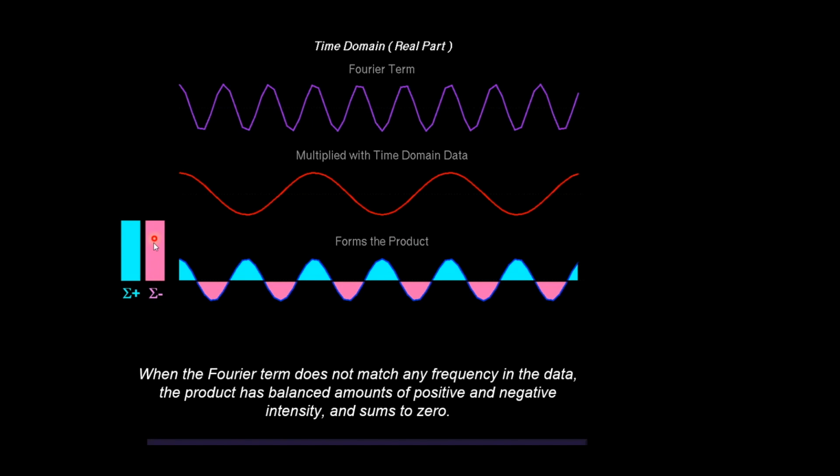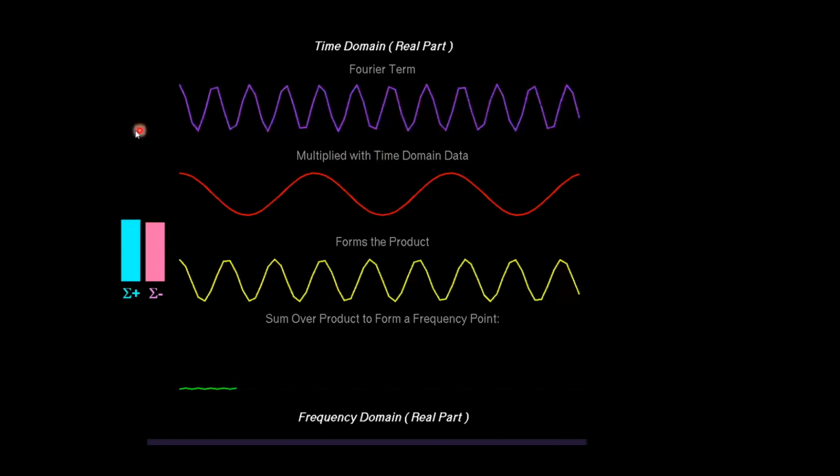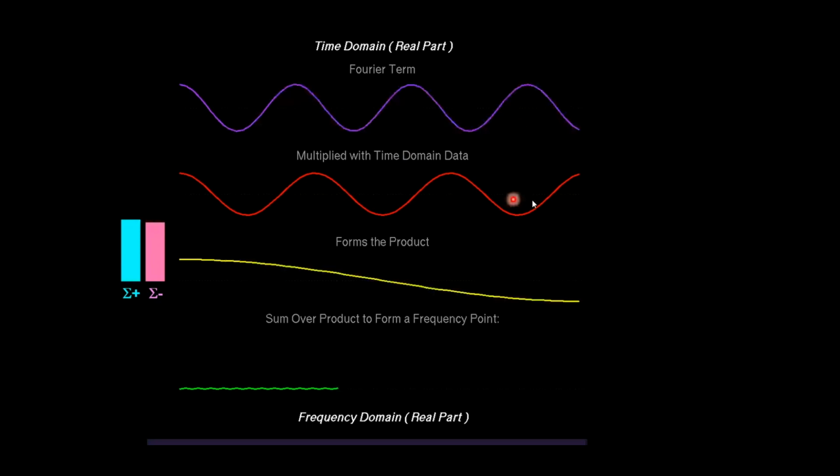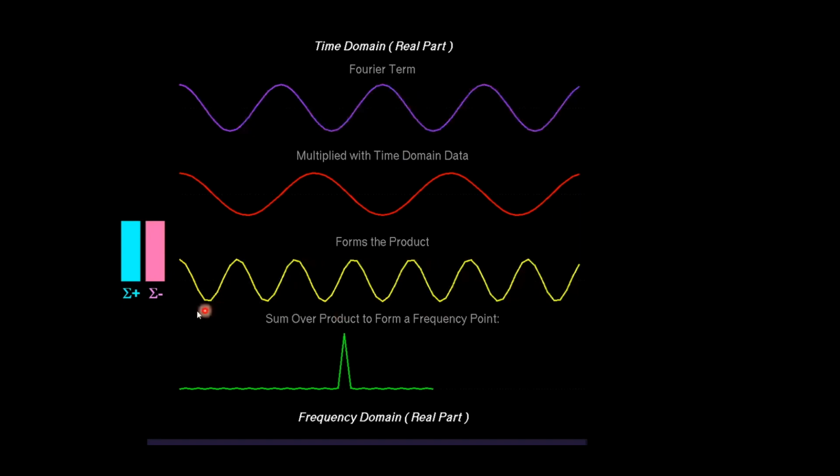When we multiply two different sine waves together, the product that we get has evenly balanced amounts of positive and negative intensity. So that when we add up all the points in this product, we get something that's close to zero. So in the mechanism of generating a complete spectrum, we have a given Fourier term, we multiply that by our time domain data, that forms a product, we add up all the points in the product to form one point in the spectrum.